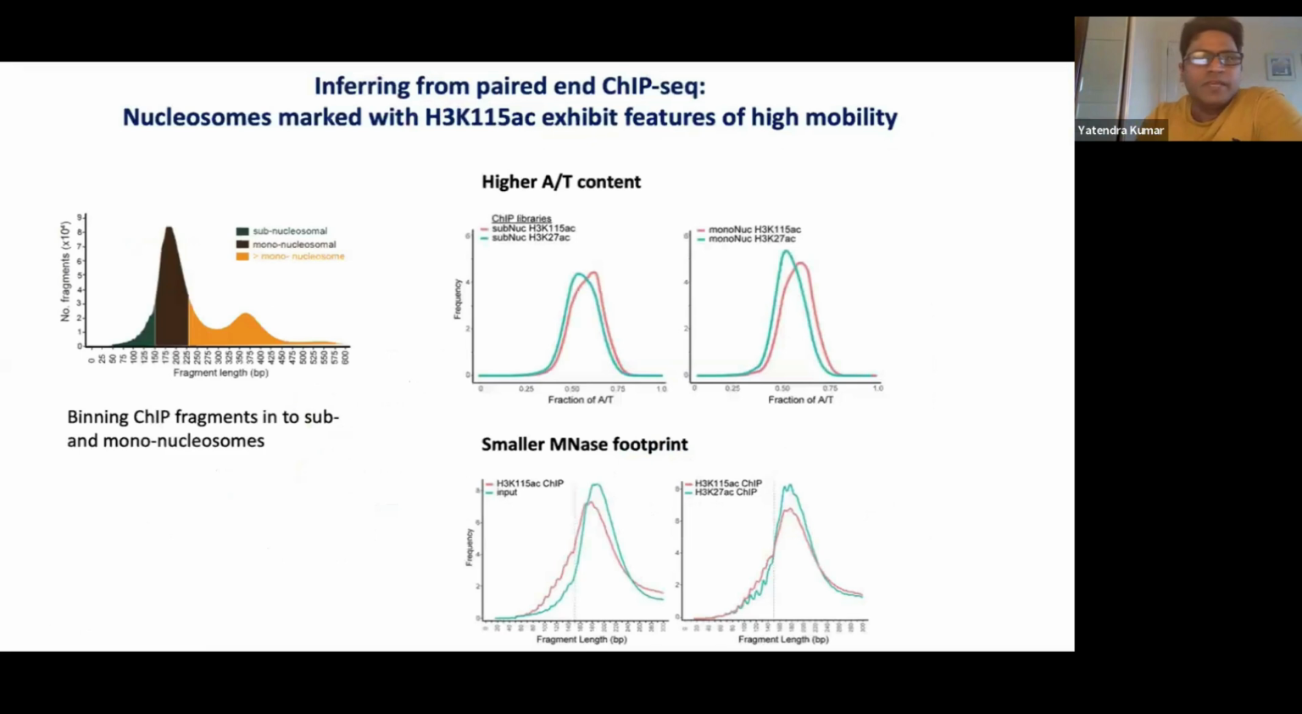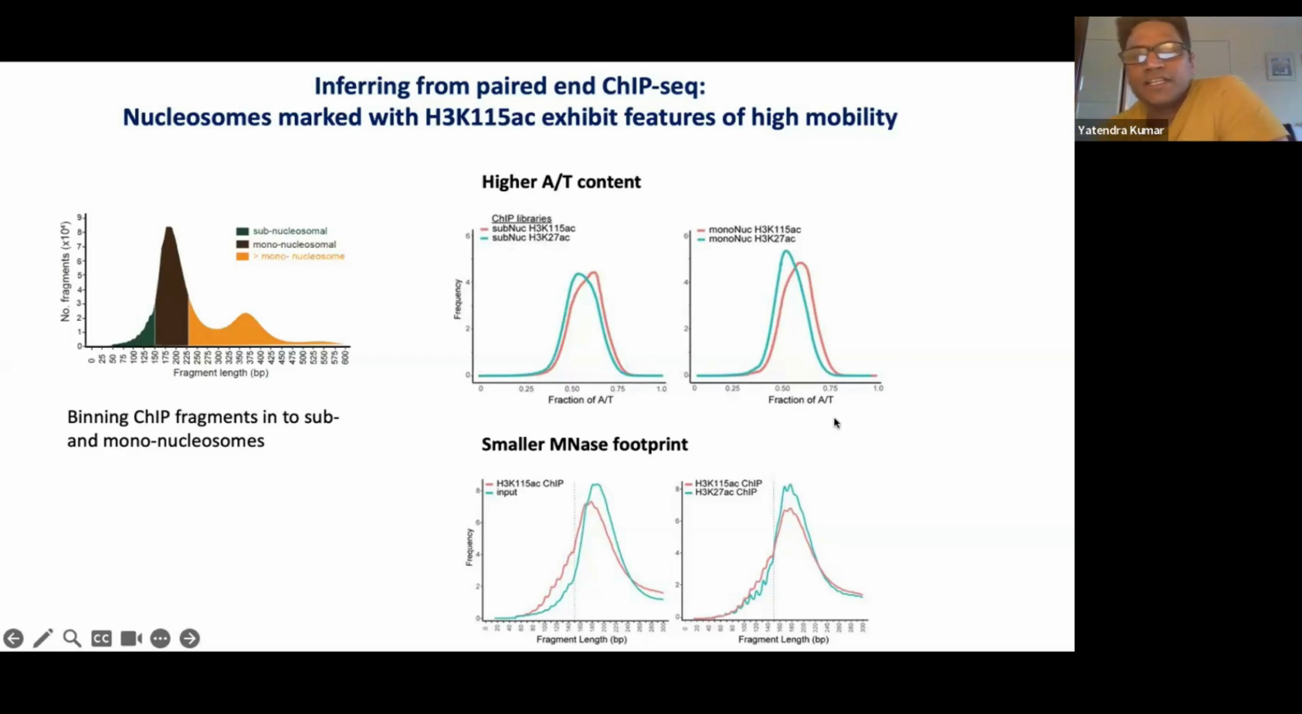So with that in mind, we redid our ChIP-seq, but in paired-end mode, which allowed us to fractionate the ChIP fragments into sub- and mononucleosomal ranges. And then we compared the AT content of these DNA sequences which are pulled down with H3K115 or H3K27 acetylation. For both subnucleosomal as well as mononucleosomal signals, we compared H3K27 and H3K115 acetylation. The AT content is higher for the ChIP libraries of H3K115 than K27.